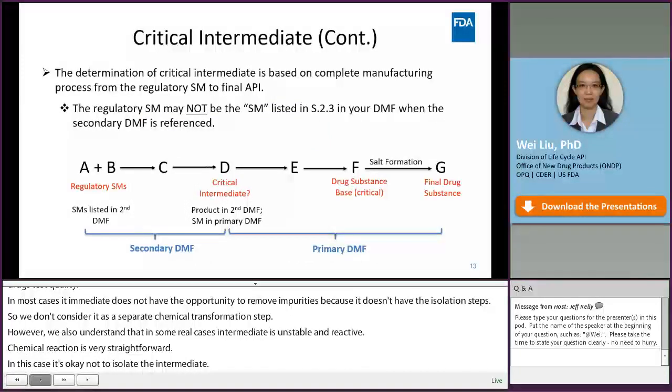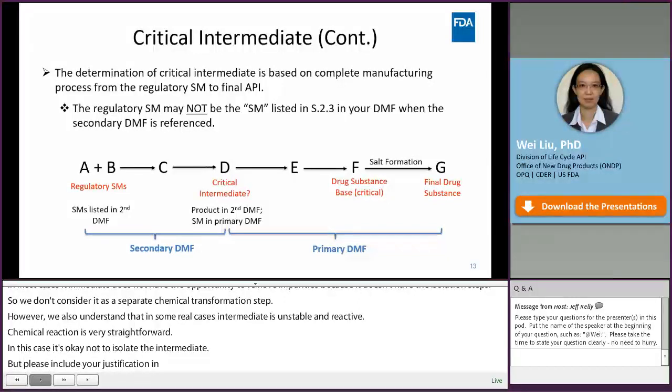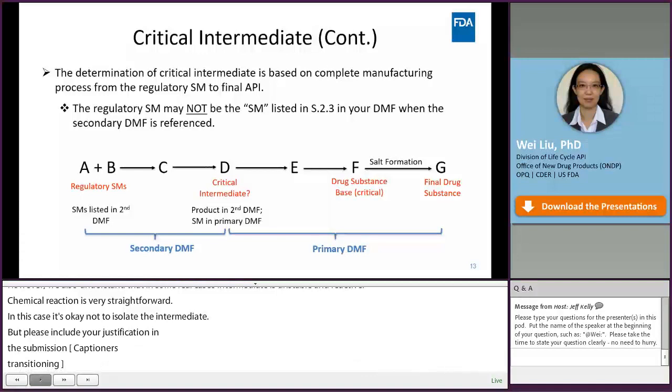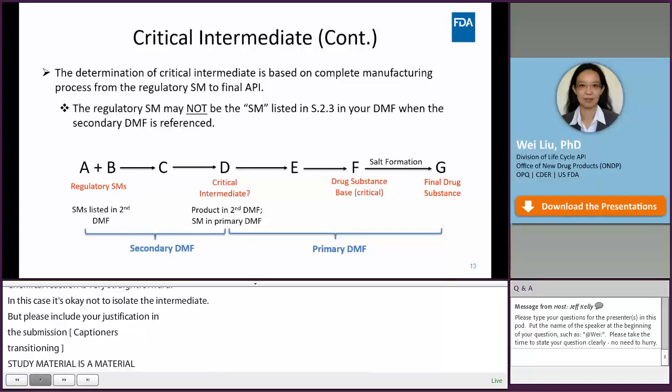The determination of critical intermediate is based on the complete manufacture process from regulatory starting material to final drug substance. When the whole process is covered in one DMF, the regulatory starting material is the material listed in section 2.3 in the DMF. When a DMF refers to a secondary DMF, the acceptable regulatory starting material is not the material listed in 2.3 in the primary DMF.